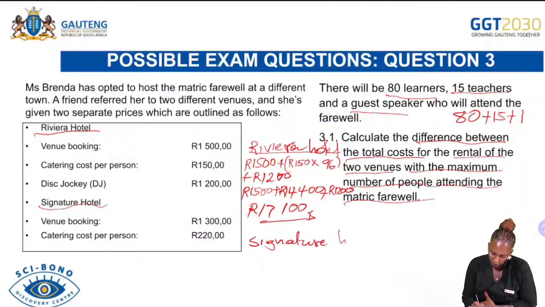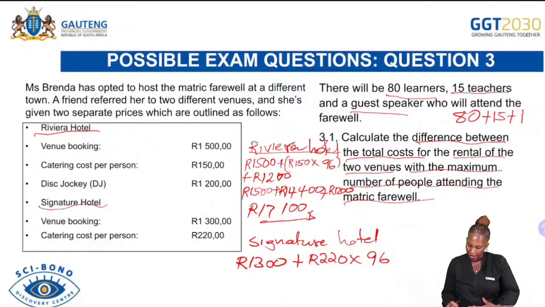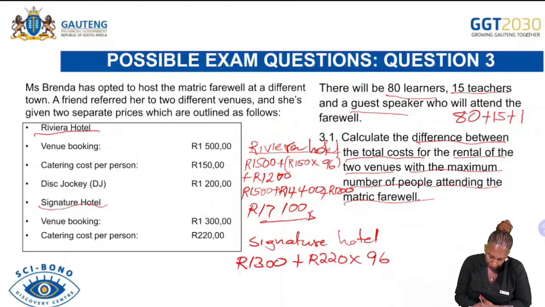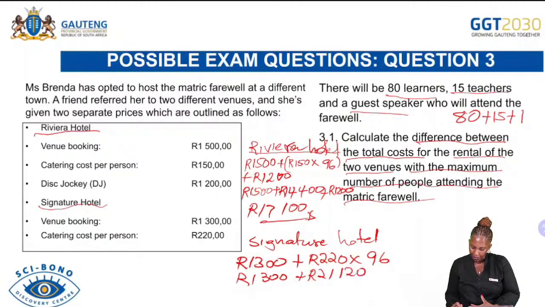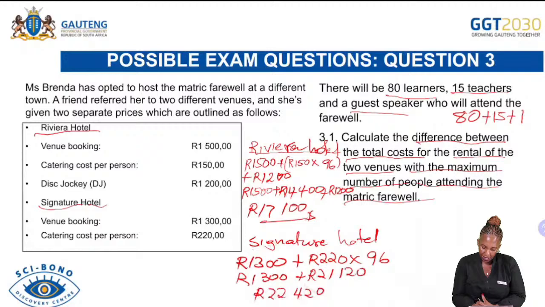Signature hotel, it will be the venue 1,300 plus 220 multiplied by how many people? 96. So quickly, it's 220 multiplied by 96. It will give us 21,120. So if I add 1,300, the amount will be 22,420. So this is for signature hotel.